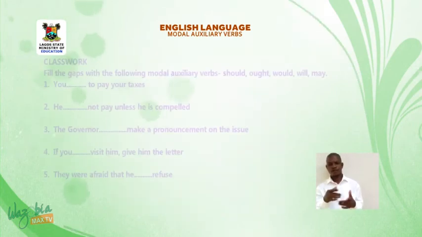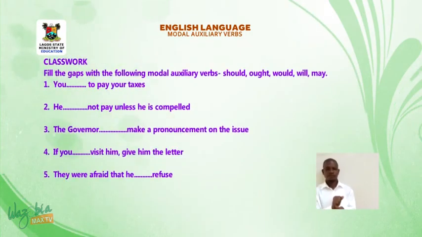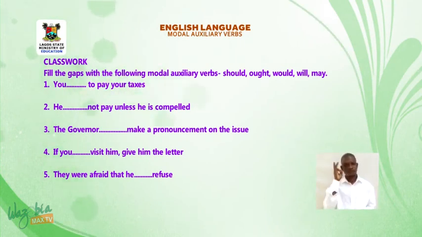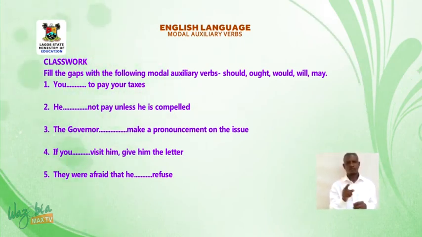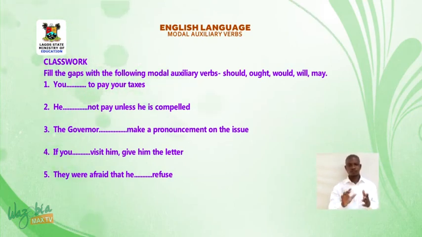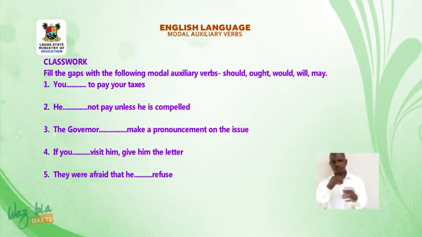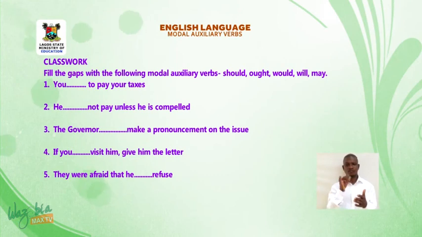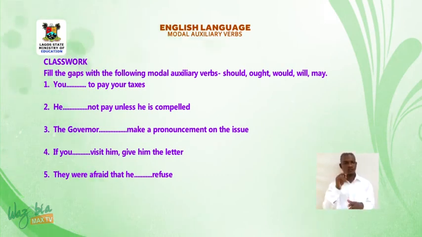Now take this one as your class work. Fill the gaps with the following modal auxiliary verbs. That is should, ought, would, will, may. Number 1, you dash to pay your taxes. 2, he dash not pay unless he is compelled. 3, the governor dash make a pronouncement on the issue. 4, if you dash visit him, give him the letter. And 5, they were afraid that he dash refused.